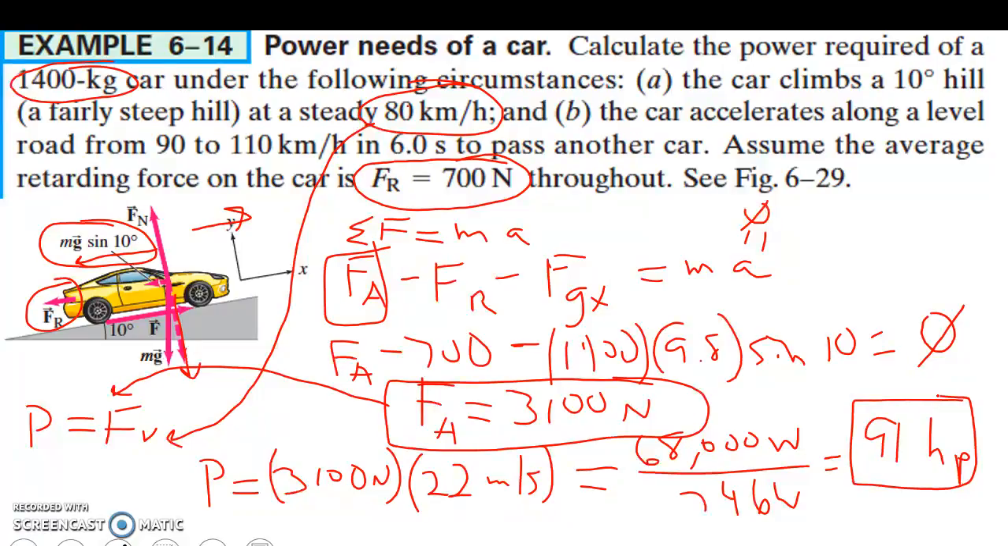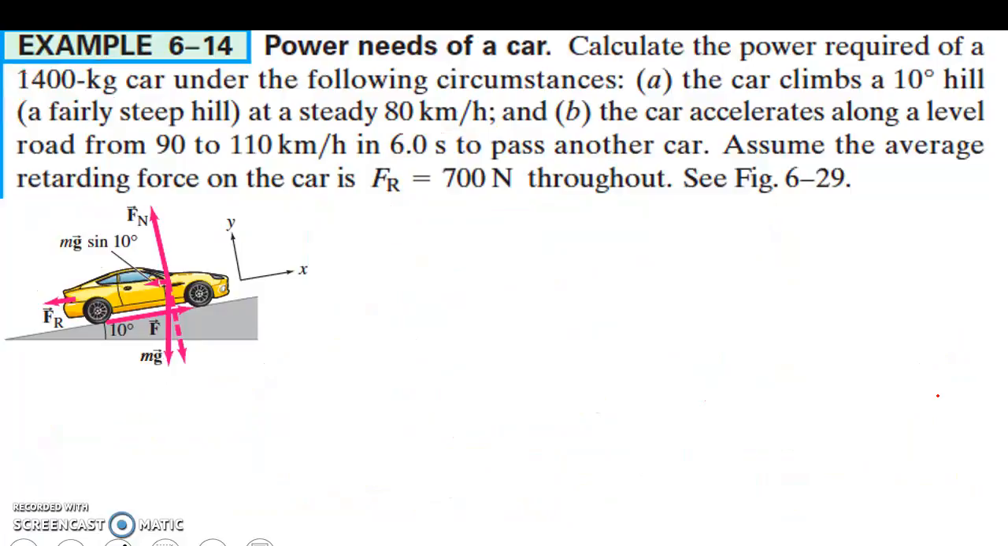So now let's look at the next slide for part B. All right, part B talks about accelerating along a level road, okay? There's our initial and final velocities, and there's the time needed to pass another car. Again, same problems that we do have friction acting on us, okay? So now we're on a straightaway.